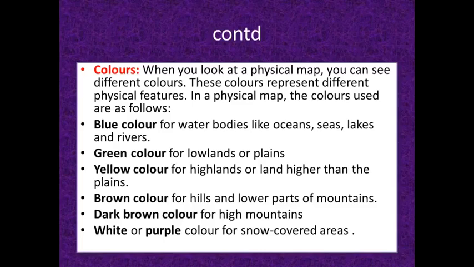Next we go to the green color, which is used for lowlands or plains on the map. Yellow color shows us the highlands, or the higher land higher than the plains, and brown color for hills and low parts of mountains. Dark brown color for high mountains, white and purple color for snow covered areas.